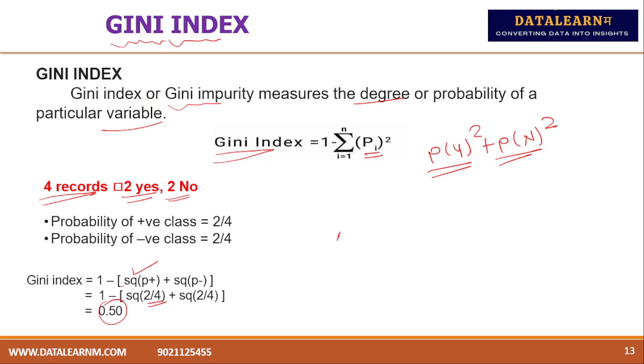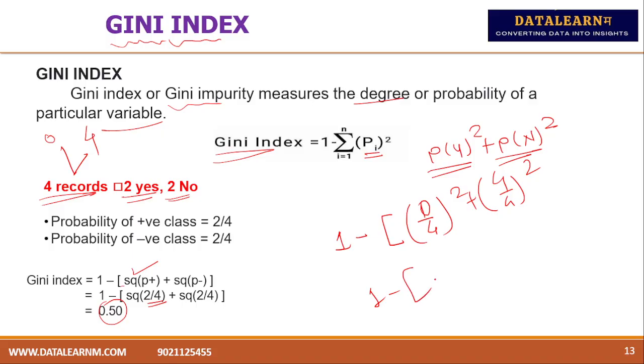If I put those values in this equation, suppose the 4 records are distributed 0 comma 4, 0 yes and 4 no: 0 upon 4 square plus 4 upon 4 square, that is 1 minus 0 plus 1, so 1 minus 1, it will be 0. So whenever the Gini index or entropy is 0, there will be a pure split. Is it okay? Yes, sir. This is how it will work.